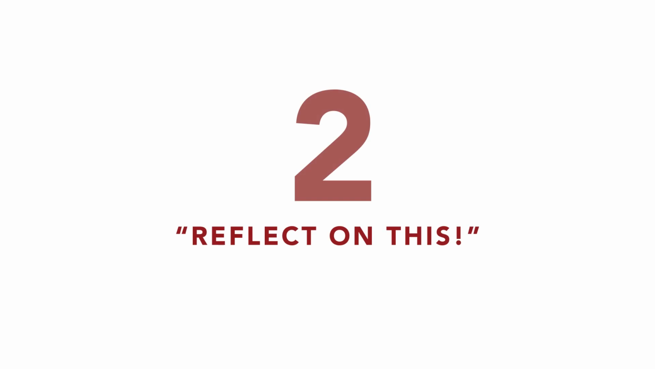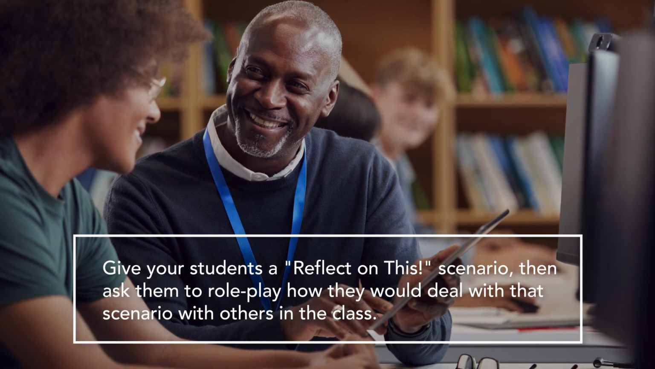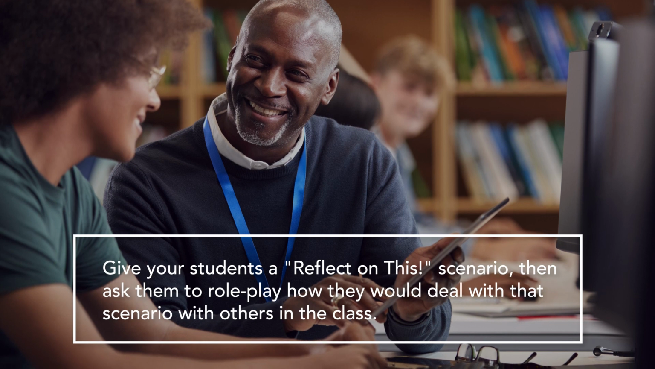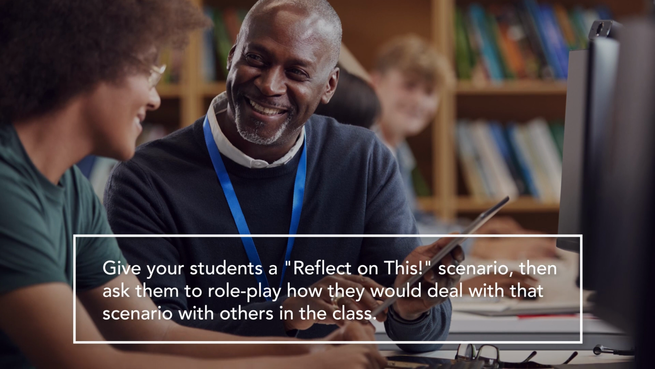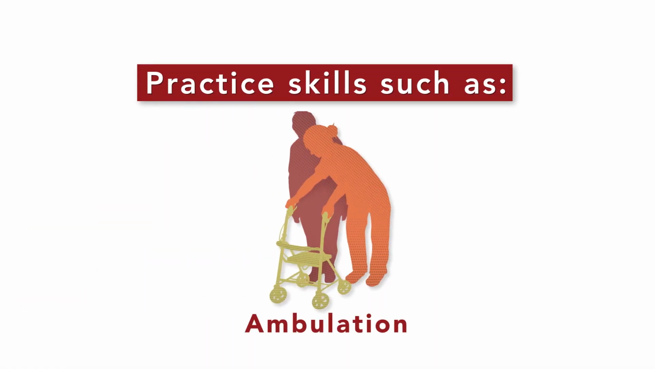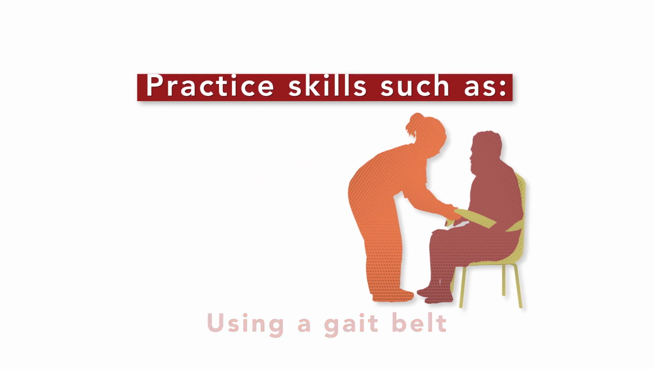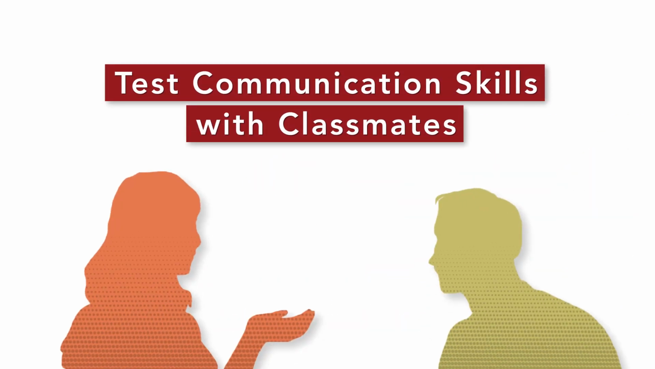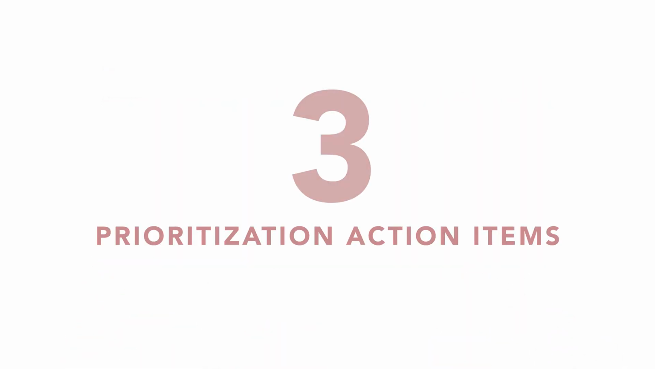Utilize Reflect on This exercises to allow students to reflect on what they have learned. Give your students a Reflect on This scenario, then ask them to role-play how they would deal with that scenario with others in the class. This might include practicing skills like ambulation or using a gait belt, or might test their communication skills, having them practice on their classmates.